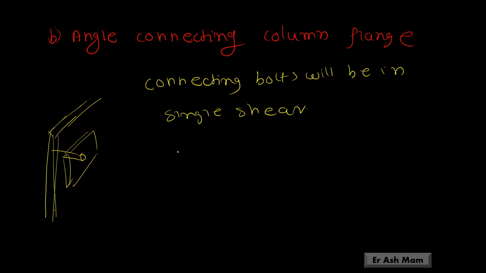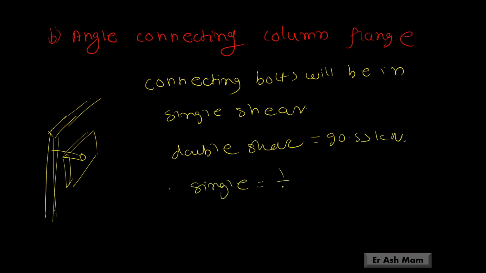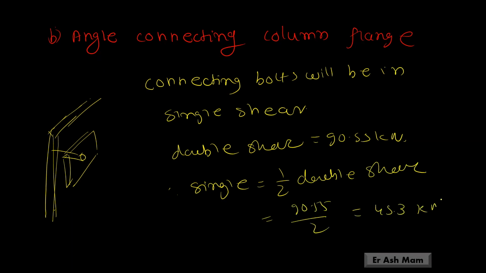As we already calculated, the value for double shear was 90.55 kilonewton. Therefore, the value for single shear will be half of double shear. 90.55 upon 2 will be equal to 45.3 kilonewton. Or you can calculate with the help of the formula, page number 75, clause number 10.3.3. Next is strength of bolt in bearing.